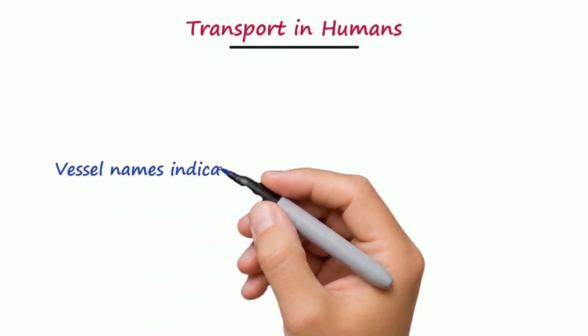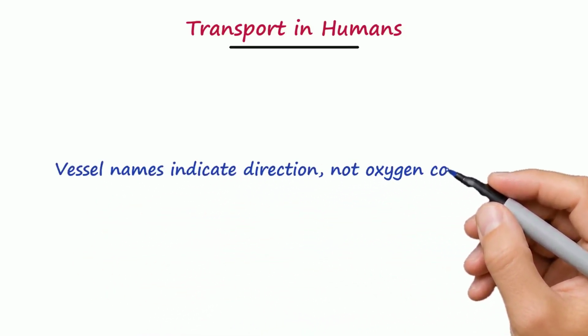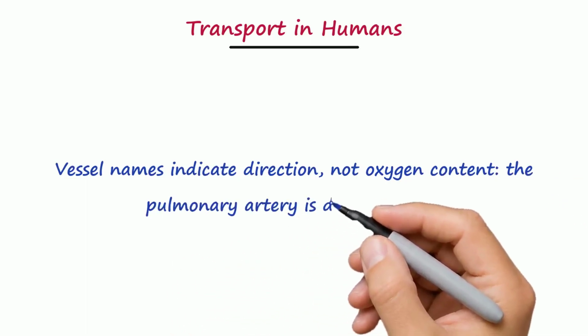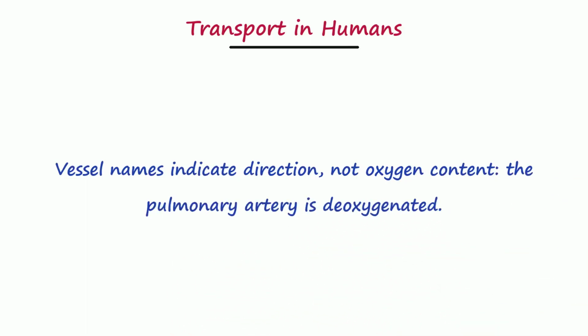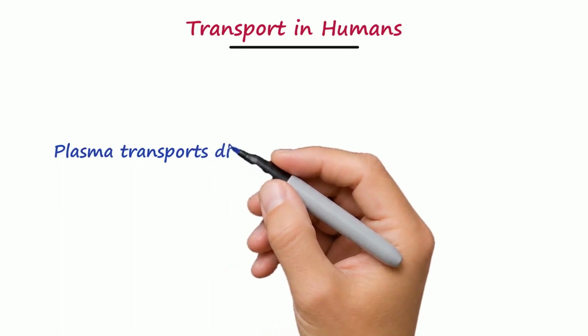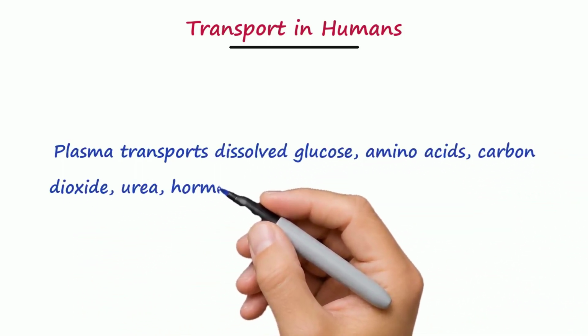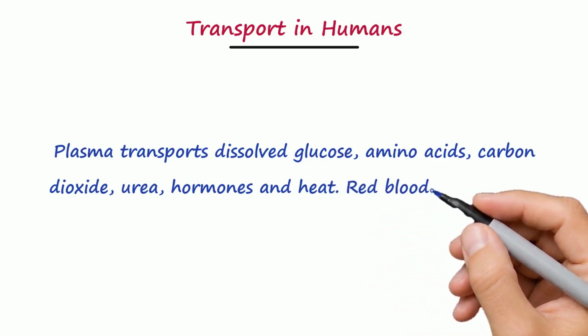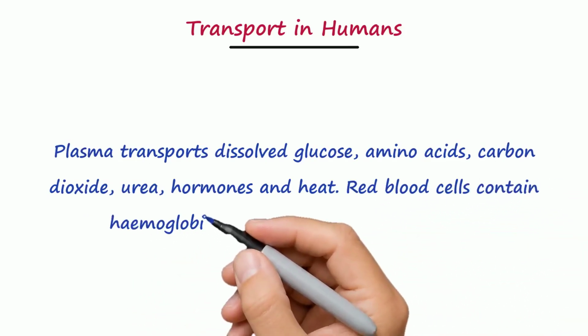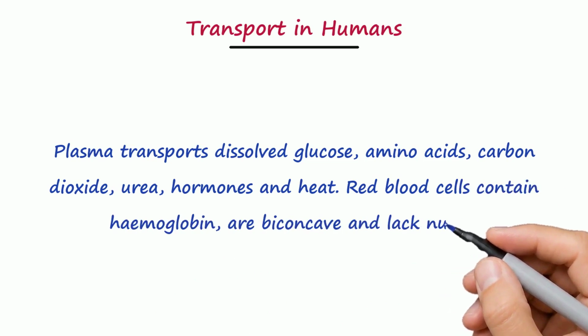Vessel names indicate direction, not oxygen content. The pulmonary artery is deoxygenated. Plasma transports dissolved glucose, amino acids, carbon dioxide, urea, hormones, and heat. Red blood cells contain hemoglobin, are biconcave and lack nuclei.